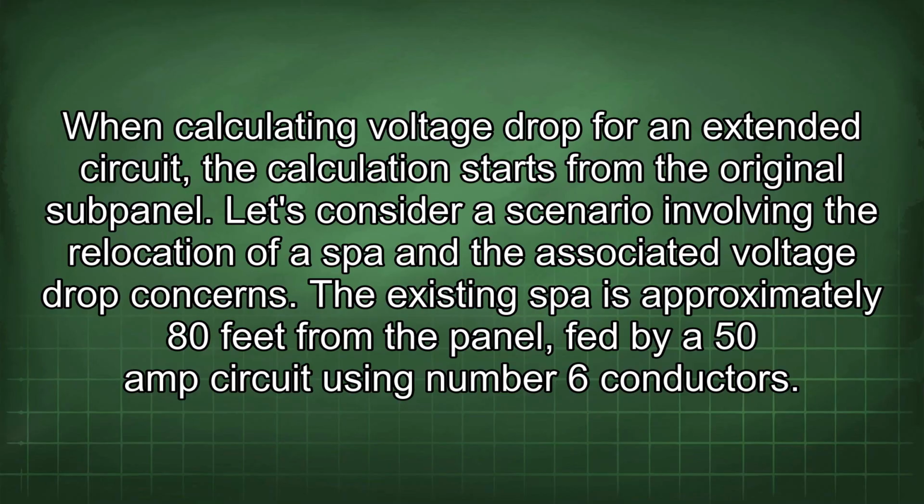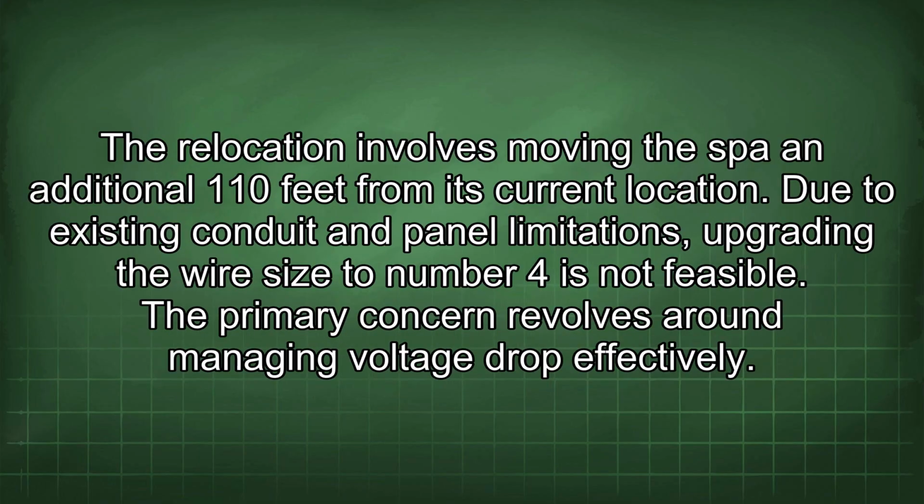When calculating voltage drop for an extended circuit, the calculation starts from the original subpanel. Let's consider a scenario involving the relocation of a spot and the associated voltage drop concerns. The existing spot is approximately 80 feet from the panel, fed by a 50 amp circuit using number 6 conductors. The relocation involves moving the spot an additional 110 feet from its current location.